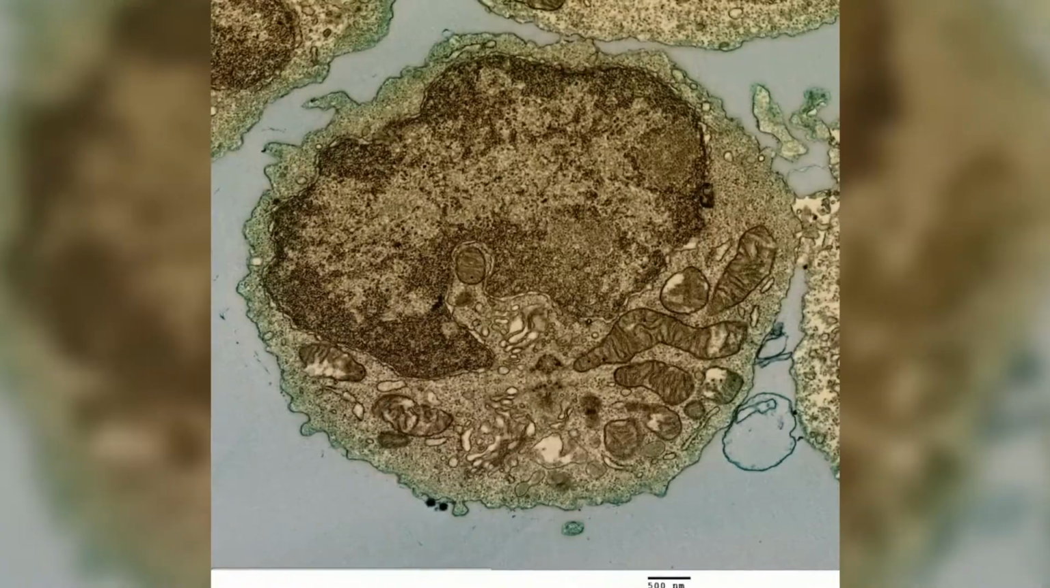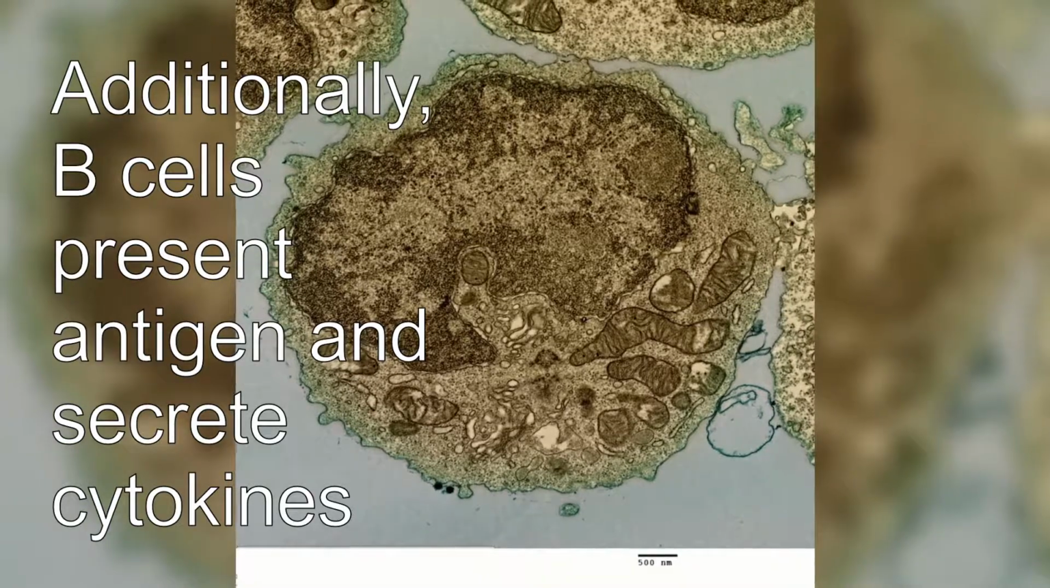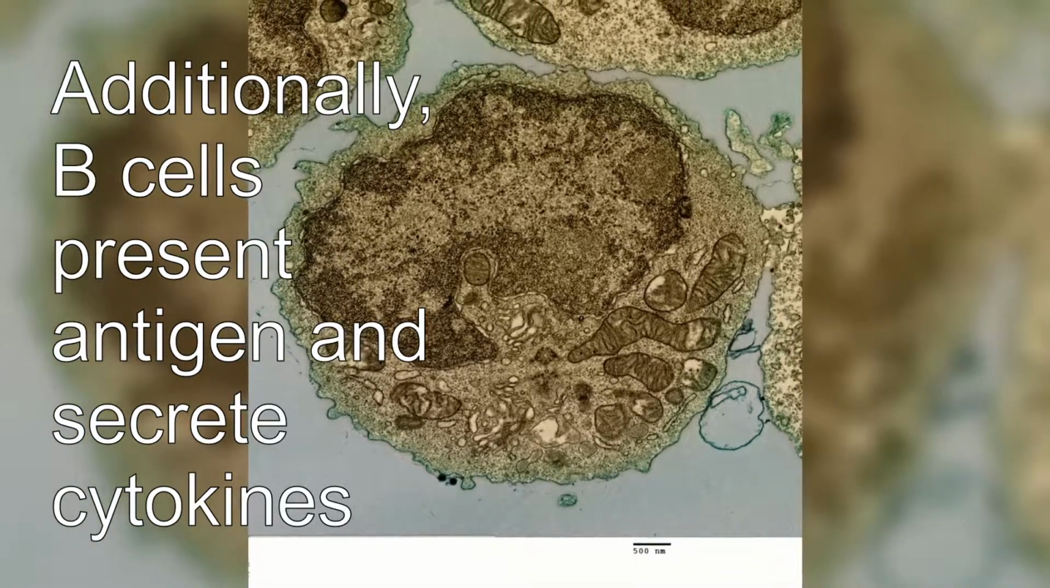In mammals, B cells mature in the bone marrow, which is at the core of most bones. In birds, B cells mature in the bursa of Fabricius, a lymphoid organ.